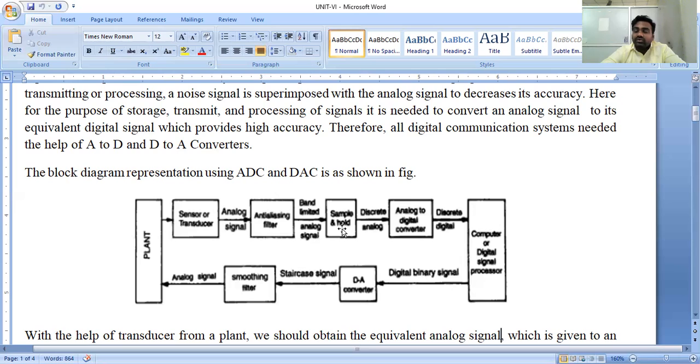So what does the sample and hold circuit do? The sample and hold circuit will improve the performance of this analog signal. It will convert that analog signal into a discrete pulse. There is a difference between an analog pulse and a discrete pulse. The analog pulse is converted into a discrete pulse with the help of the sample and hold circuit, and next that discrete pulse is fed to the ADC converter, the analog to digital converter, where the process of data conversion is done.